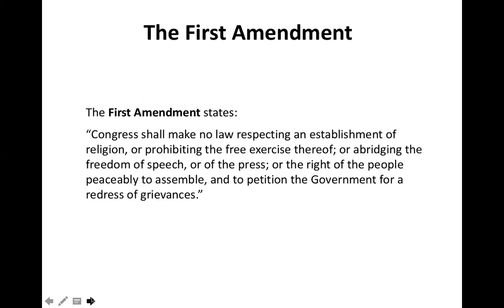So let's talk about the First Amendment. It says, Congress shall make no law respecting an establishment of religion or prohibiting the free exercise thereof, or abridging the freedom of speech or of the press, or the right of the people peaceably to assemble and to petition the government for redress of grievances. So that's a lot. Let's break it down.